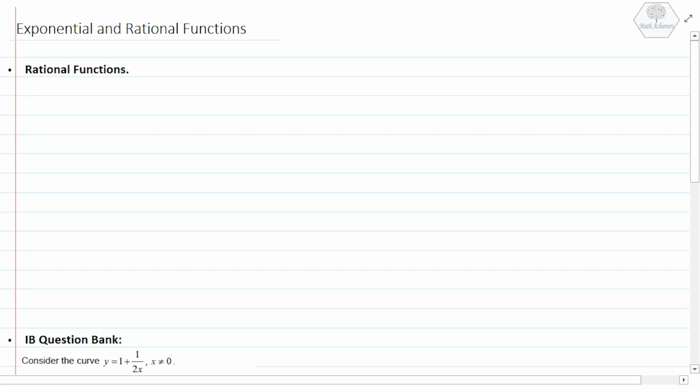Now, let's talk about rational functions. The general form of any rational function is f of x equals ax plus b over cx plus d. I call it a rational function because it comes as a fraction, and I consider the fraction to be a ratio.